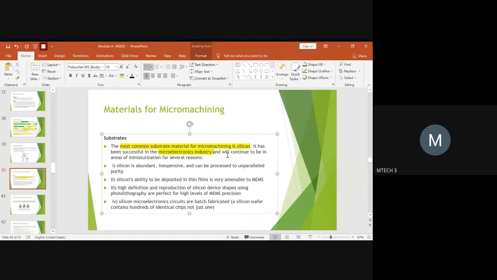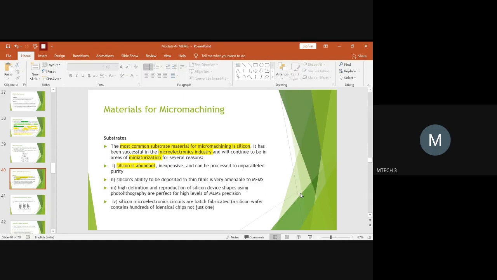And I hope it will continue in future also as the best, due to many reasons. Remember one thing: when we go for miniaturization, I have told you about scaling of the given device with respect to various factors like scaling of geometry and other parameters that we have dealt with. Why is silicon suited to be a good substrate? That you should understand. It has some key factors. One thing is silicon is available in abundance. It cannot be exhausted.